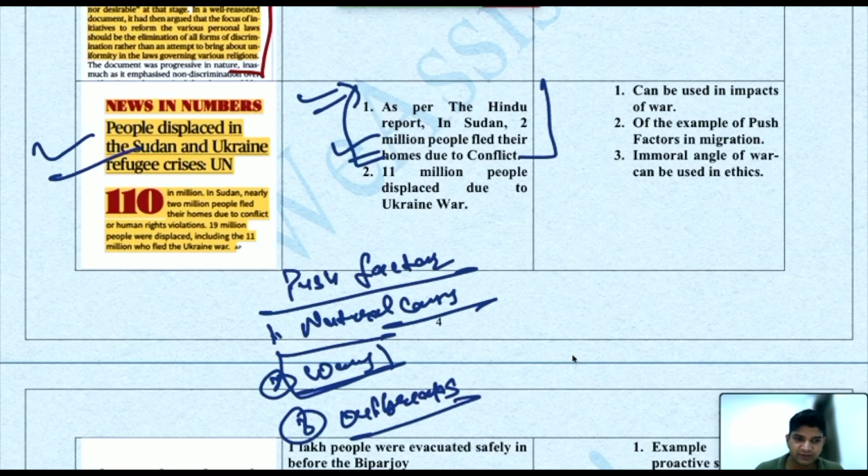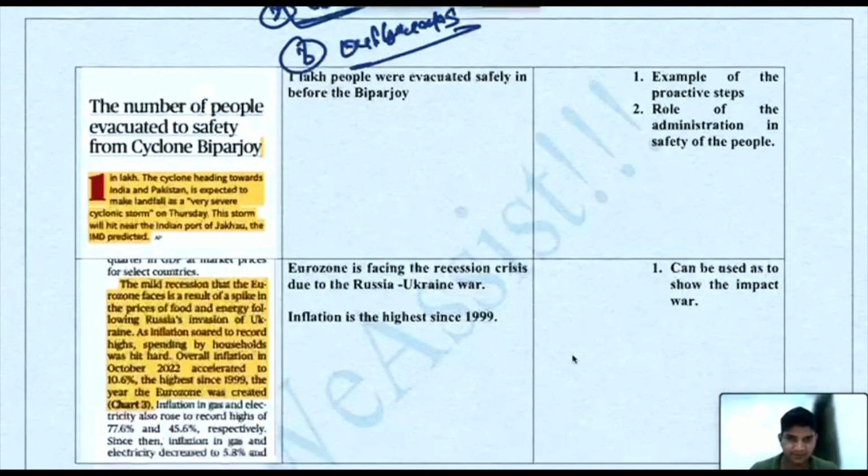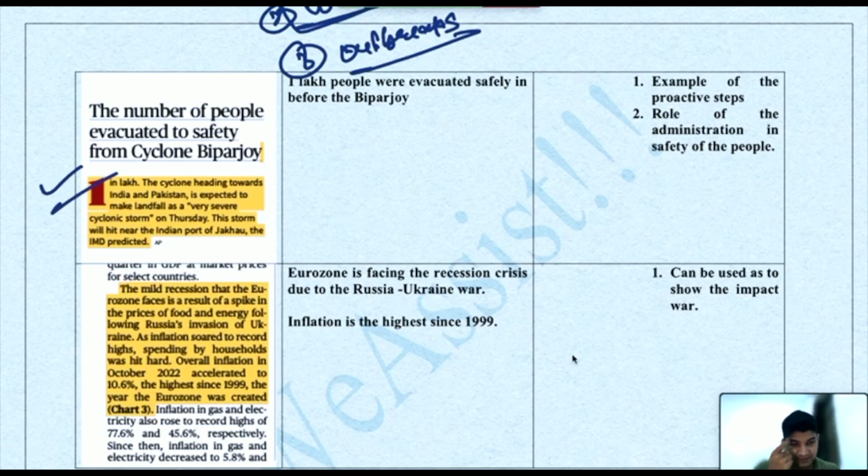Okay, this you can use in your answers in essay also, depending on the context. Okay, and this also shows the immoral angle of the war. In ethics also you can use the immorality of the war, that it causes the displacement of so many people, so there is this unethical angle also. Okay, a similar example was of displacement in the Ukraine war. So if you remember two examples where the war is causing displacement, you can make the argument from these two examples. Hope it's clear.